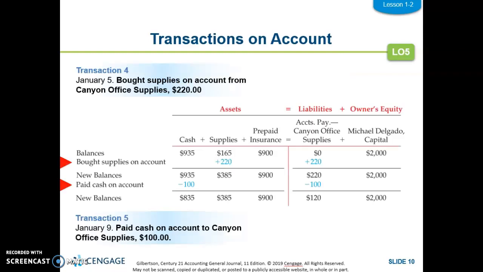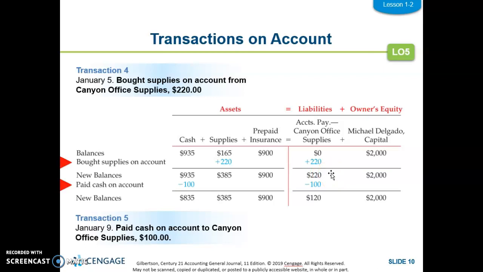So an example of this would be the fourth transaction. If we bought supplies on account from Canyon Office Supplies, $220, what would happen is that we bought supplies, so supplies would be increasing by $220. So we would do a plus for supplies. That's our asset account. And then the amount that we owe Canyon Office Supplies is increasing by $220. So we would do our liability, which is accounts payable Canyon Office Supplies. We would do plus $220. Our new balance down here you would see is $220 for Canyon Office Supplies.